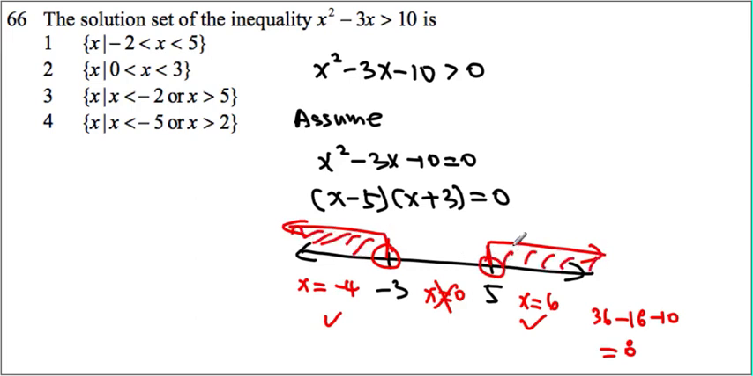And then in this case, I'm looking for the values of x. In fact, I'm sorry, I made a silly mistake. This one should be 2. Hence, this one should be -2. My bad. So values of x has to be less than -2 or greater than 5, which is choice 3.